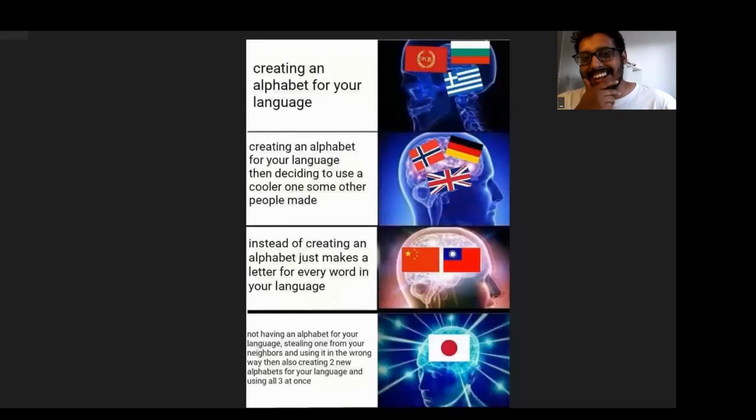Okay, this one. Creating an alphabet for your language. Yeah, I mean the Cyrillic alphabet, right? I think Bulgaria was the one that created the Cyrillic alphabet. Creating an alphabet and using. Oh yeah, okay. They had their own scripts, but now they're using the Latin script with some modifications.